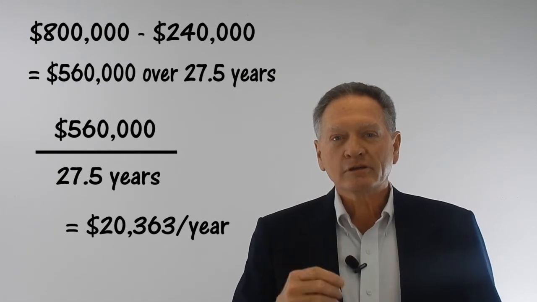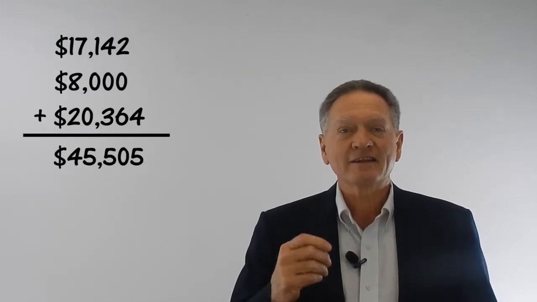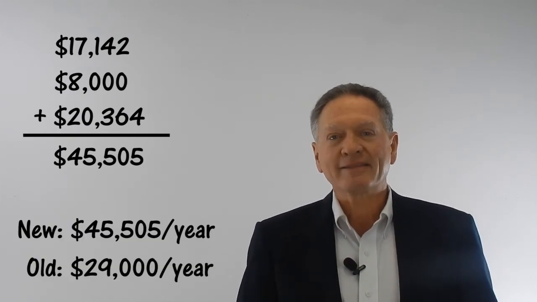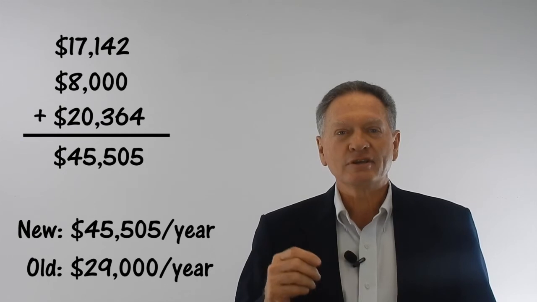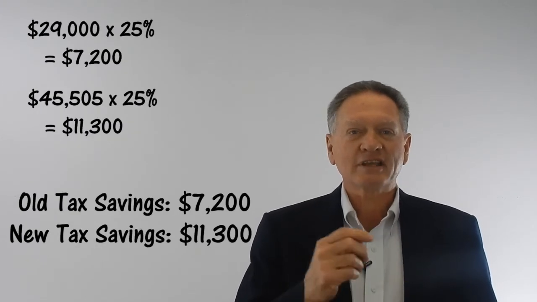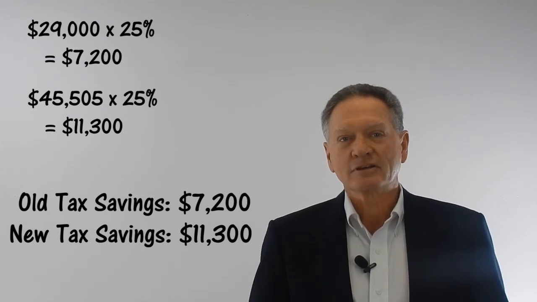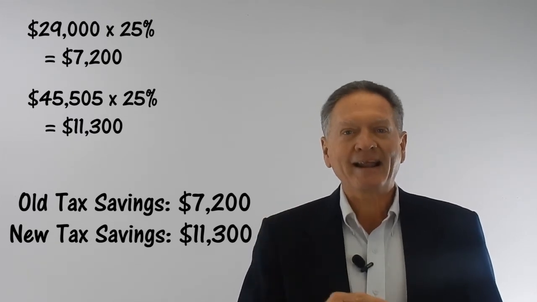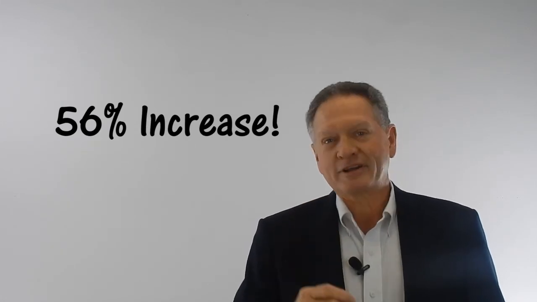So the new yearly depreciation is $45,505 instead of the standard amount of $29,000. You now have increased the amount of cash you get to keep from tax savings from $7,200 to $11,300 each year. And for those that like to analyze numbers like I do, that's a 56% increase.